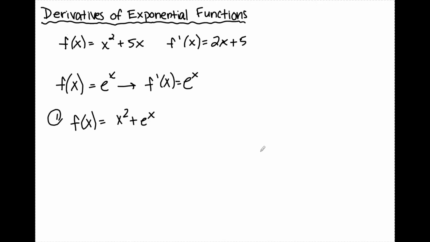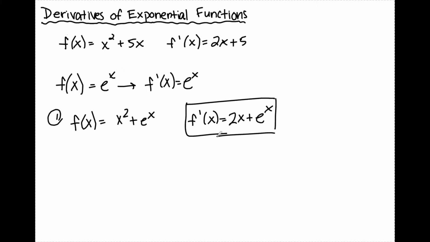So let's do a couple of examples with that. If I have the function f of x equals x squared plus e to the x, since my function is split up between addition, I can just apply my derivative to each term, whatever derivative rule applies. So over here, my variable is in the base, so I use my regular old power rule. That becomes 2x. Over here, my variable is in the exponent, and we just figured out that the derivative of e to the x is e to the x.